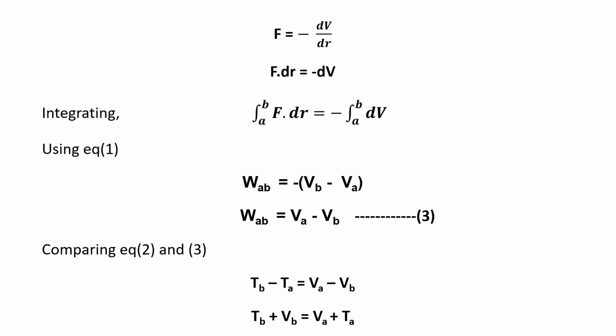Now we can rearrange that equation so that the initial total energy is equal to the final total energy. That means the sum of kinetic energy and potential energy at the starting point, and the sum of kinetic energy and potential energy at the final point, should be equal.